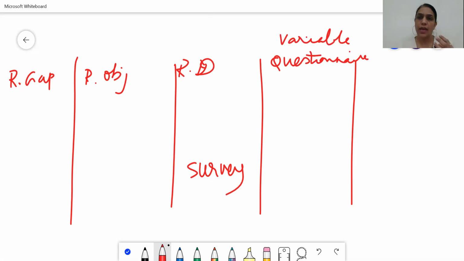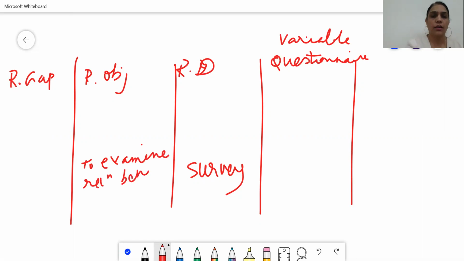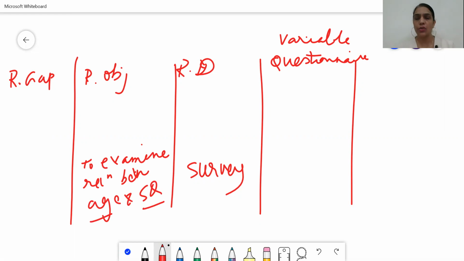If one of my objectives is that I have to examine the relation between gender, age and service quality, then I can say that service quality is one of the questions that I need to ask the respondent. Age could be another question that I need to address. Now, how are you going to quantify these two questions? So here you are deciding your variables.